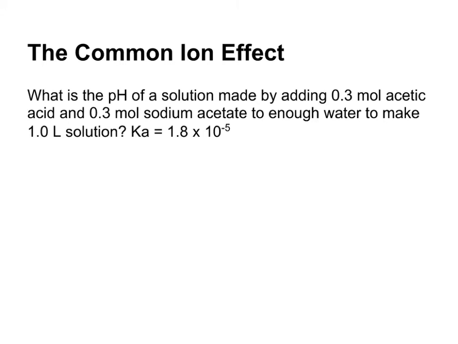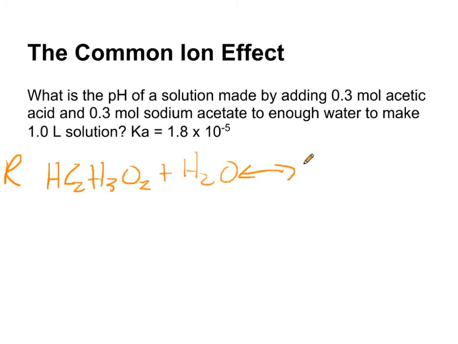Let's look at another question. What is the pH of a solution made by adding 0.3 moles of acetic acid and 0.3 moles of sodium acetate to enough water to make 1 liter of a solution? And then they gave us the Ka value for acetic acid. Well, let's write our dissociation reaction. Acetic acid is HC2H3O2. It's dissociating in water.